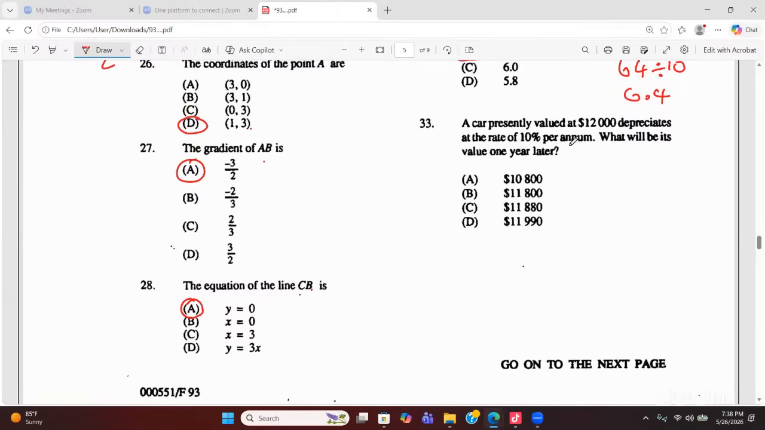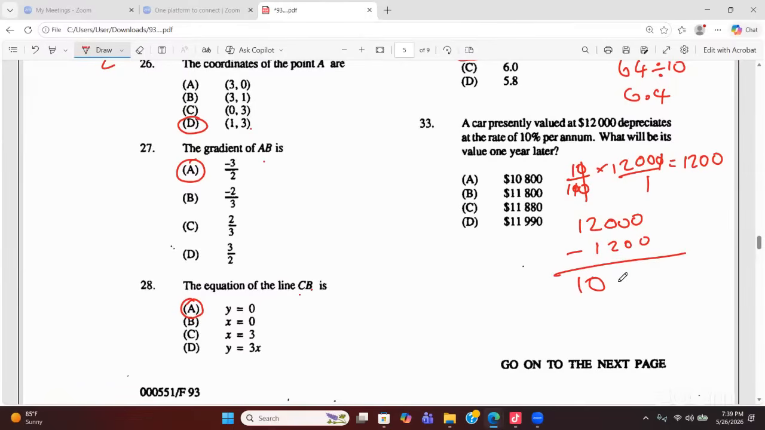Now, all you're going to do is to let it go by 10%. Take off your 10%. 10% of what is coming off? 10% of your 12,000. Remember I said to you, 10% is to drop off a zero. If you got that by now, you're good. So you take your 12,000 and all you want to do is minus your 1,200. You're going to realize you're left with 10,800.